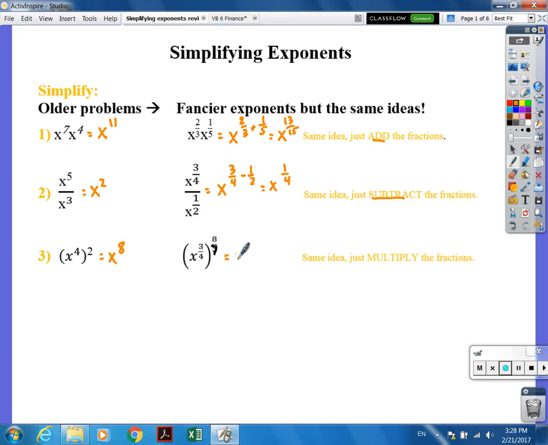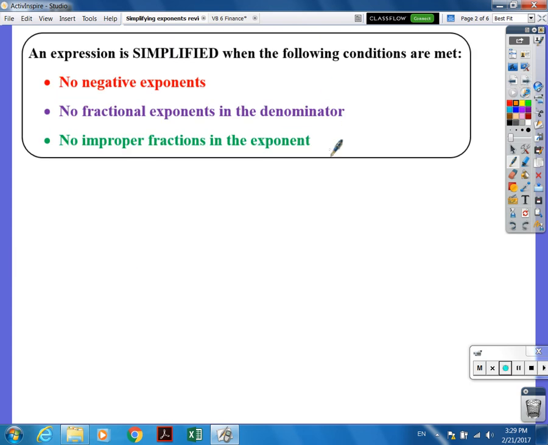So even when we have fractions, if I have 3/4 times 8/7, the 8 and the 4 cancel, and that would be x to the 6/7. So multiplying when you raise a power to a power. Don't let the fractions change what you've been doing for years. But the new thing with all the rational exponents are the 3 rules. So let's tackle a group of problems at a time.